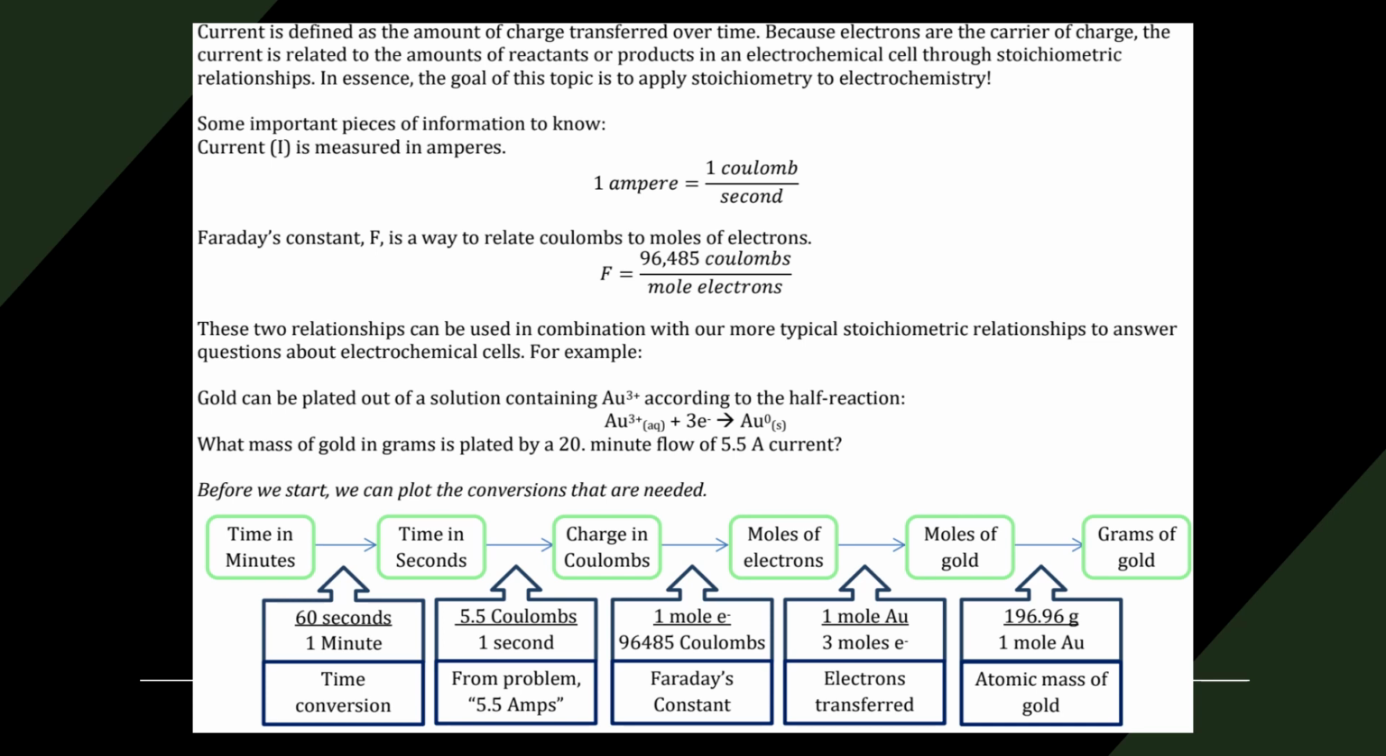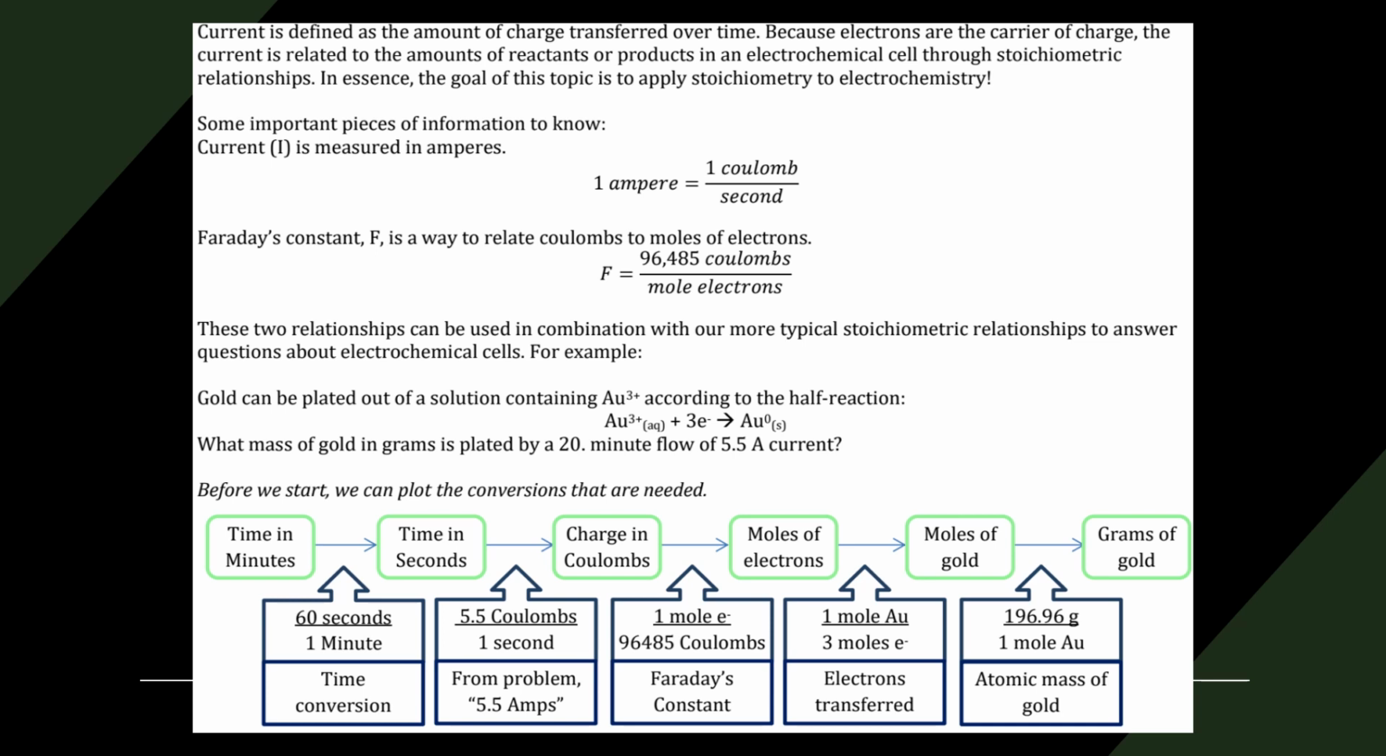All right, so here's a generic example. Gold can be plated out of a solution containing Au3+ according to this half reaction: Au3+ aqueous plus 3 electrons produces Au, solid gold. What mass of gold is plated by 20 minutes flow of a 5.5 ampere current?